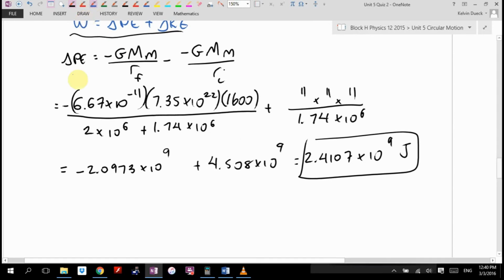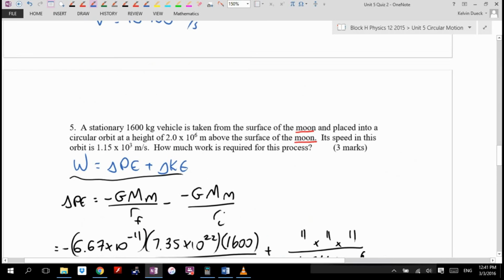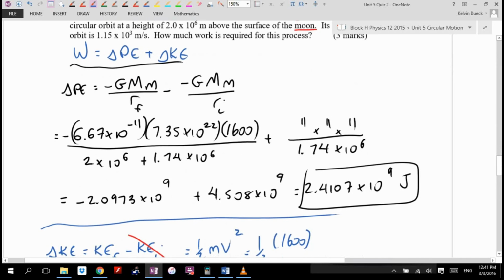My change in kinetic, it's going to be KE final minus KE initial. I think, Josh, I said that we're starting out at rest, stationary. I think I said that in the question, did I not? So it's going to be a half mv squared. It's going to be a half times 1600. I think I gave you the orbital speed, did I not? 1.15 times 10 to the 3.